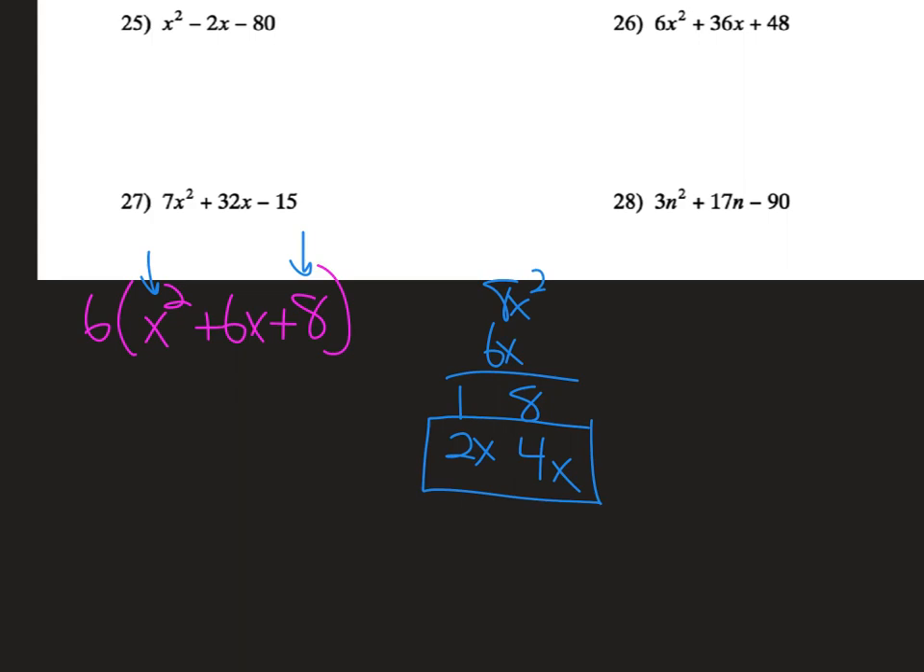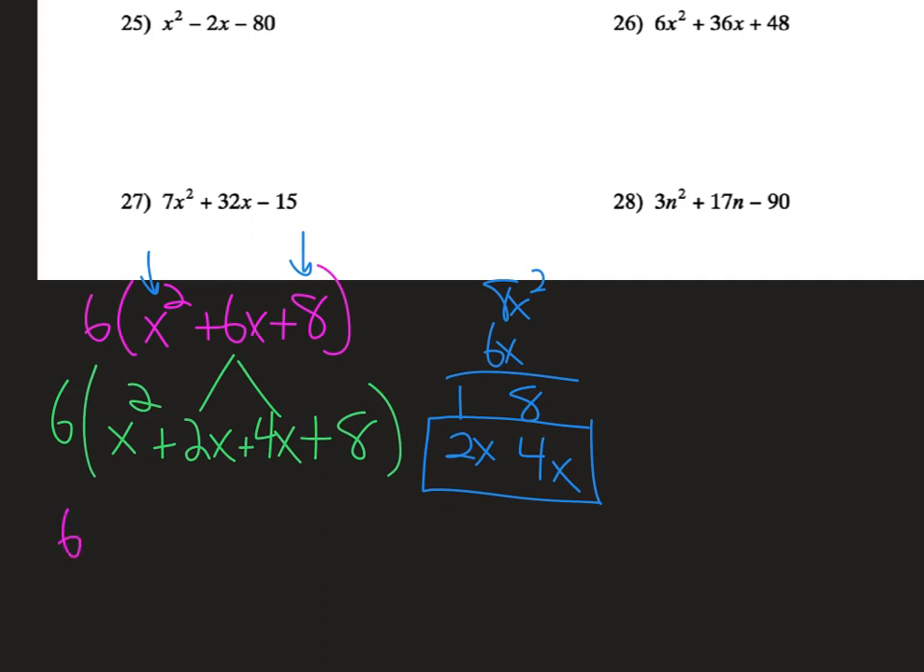So now, bring that 6 along for the ride, but you're going to rewrite x squared and plus 8. Those stay the same. You're going to split the 6x in the middle into 2x and 4x, because 2 plus 4 is 6. Now we're going to factor by grouping. You keep the 6, and you look at these two pieces, and you say, what can I take out? I can take an x out. You're left with x plus 2.